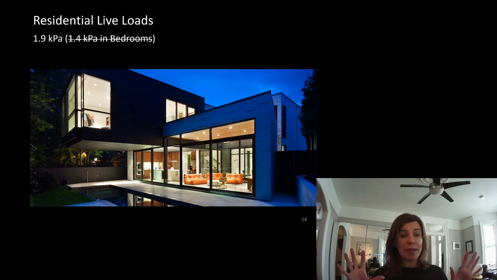I don't know what happened in what bedroom that made them decide to change it to 1.9 kPa. Maybe they just got tired of always having to differentiate. But now it's easy. Residents, 1.9 kPa.